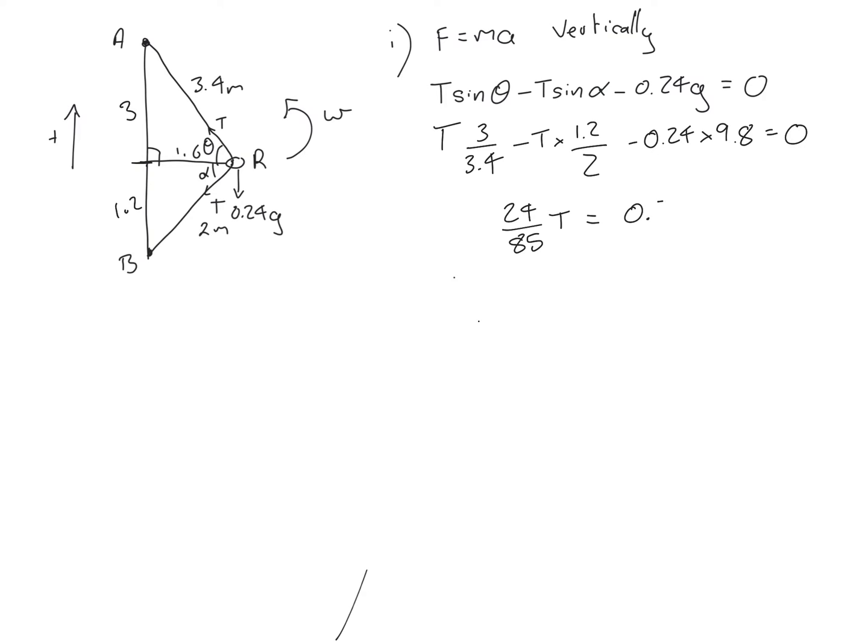Is 0.0244, etc., divided by 24 divided by 85. And so T equals 17 over 196, which is... I feel like I've made a mistake here.